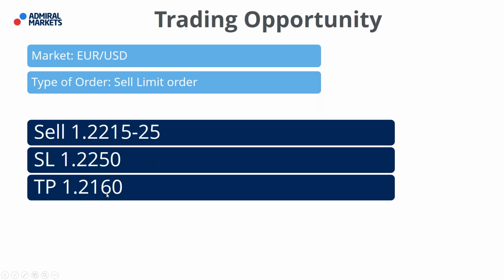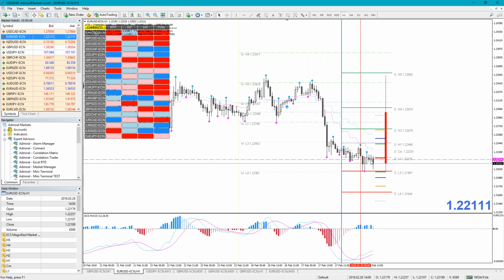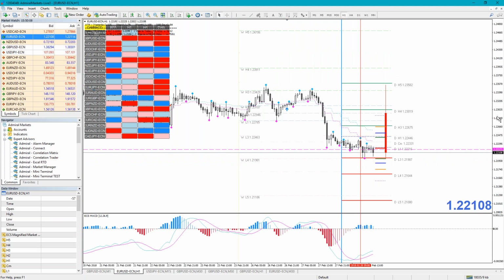Target is 21.60. I recommend, of course, risking only between 1% and 2%, not more than that. If you already made some profits today, it's always good to risk what you already made, not your equity. So I'm short euro dollar, and I will be waiting for this trade to develop.